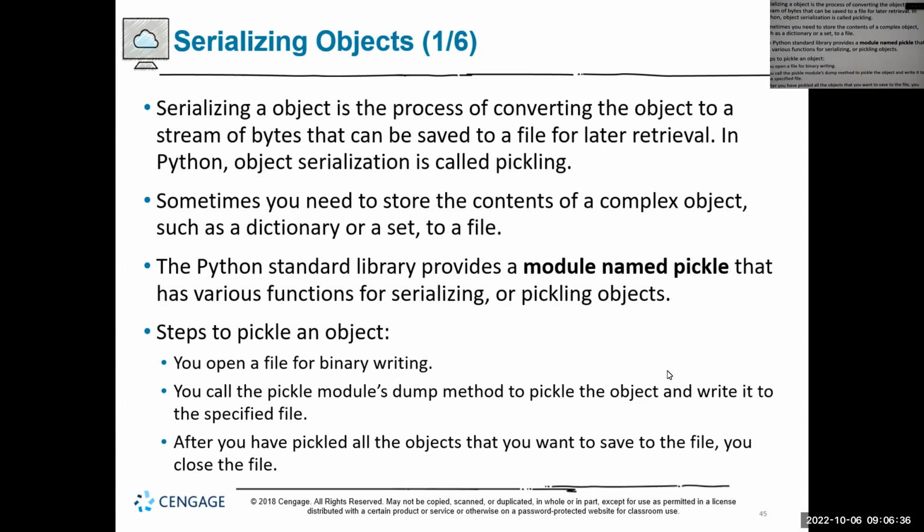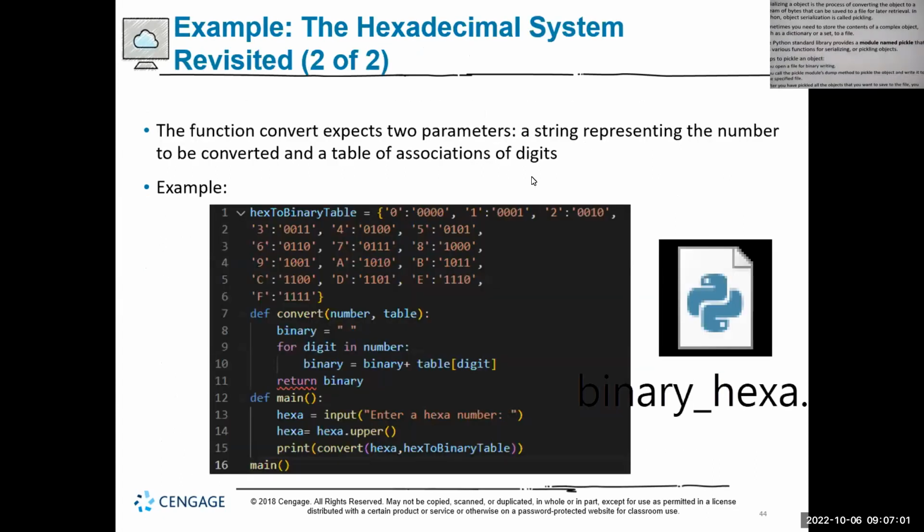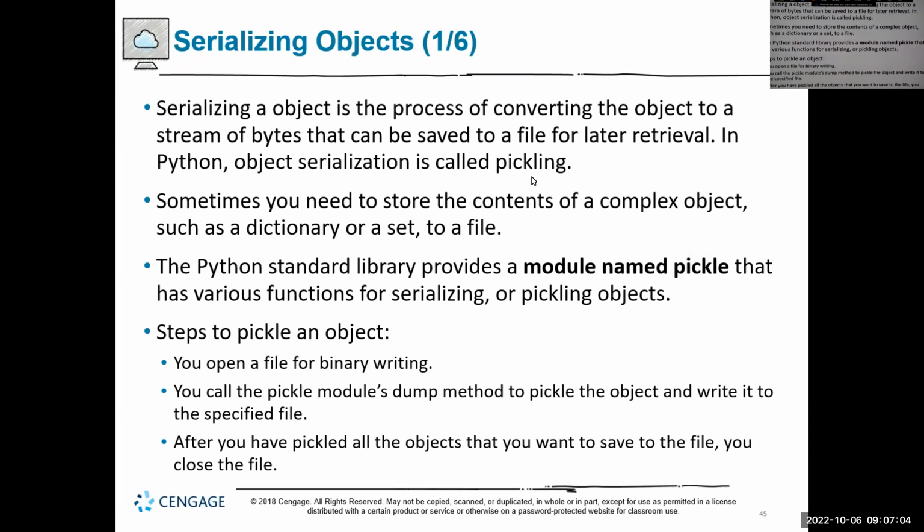Serialization is the process of converting the object into a stream of bytes that can be saved into the file. For the dictionary, that is the case. You have the dictionary and you want to save it into the file. So basically, you just spread it out serially and save it in the file here. And in Python, the object serialization, they call it pickling here. They call it pickling.